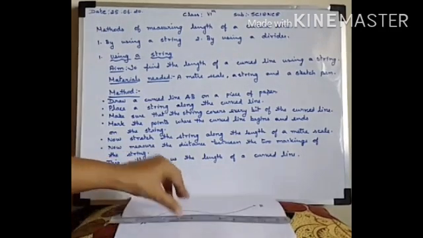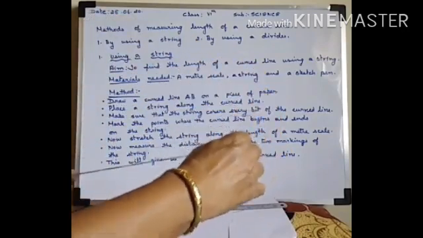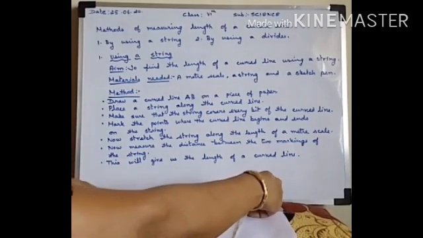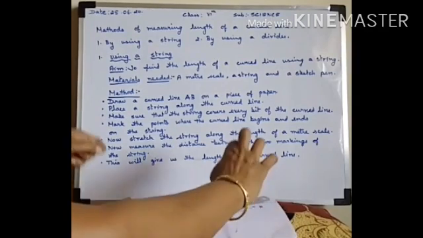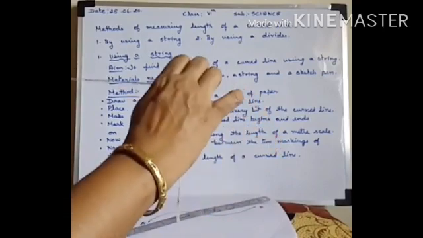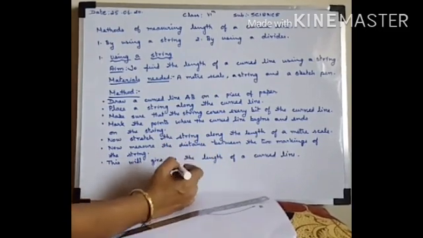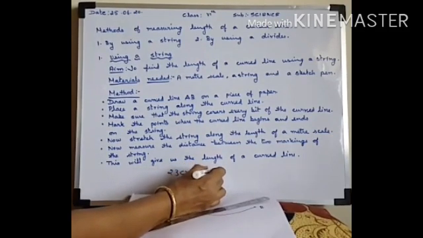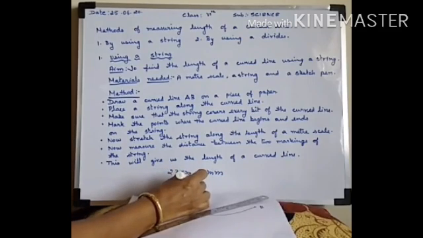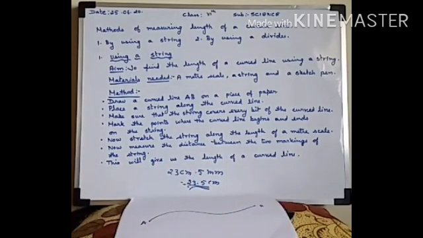Now this point is A and this point is B. Now I will keep a scale over it and try to measure it. The point A should touch the 0 reading of the scale, and then I check where the point B touches. Now I am getting the measurement 23 centimeter 0.5 millimeter. The length of the curved line is 23 centimeter 0.5 millimeter, which is equal to 23.5 centimeter. So the length of the curved line is 23.5 centimeter.